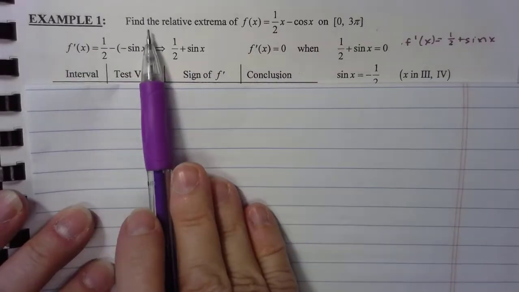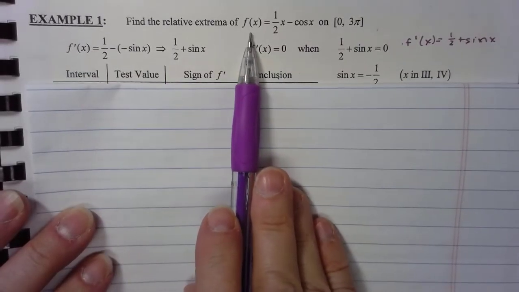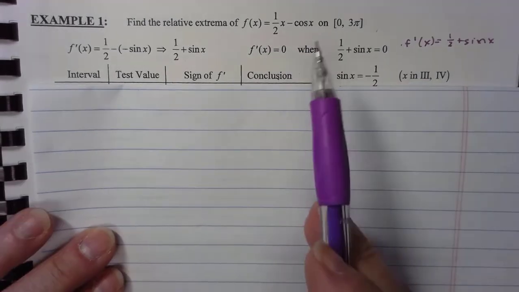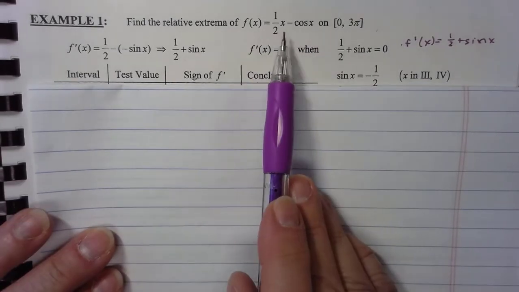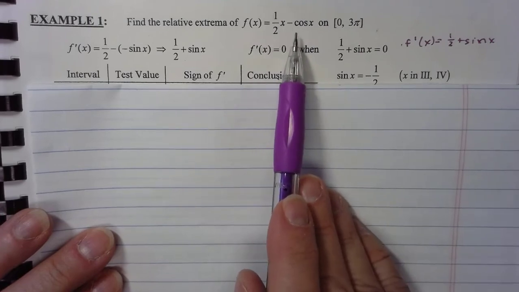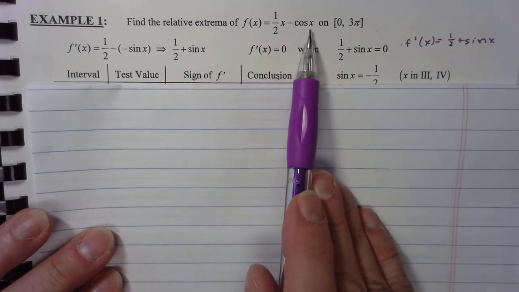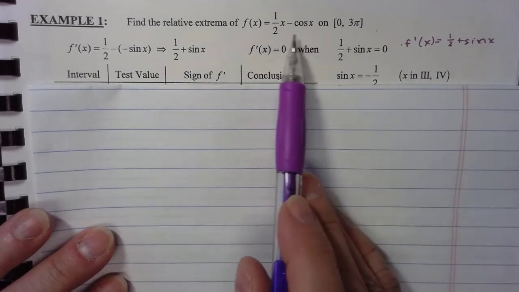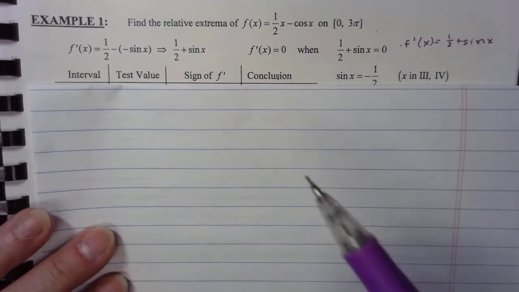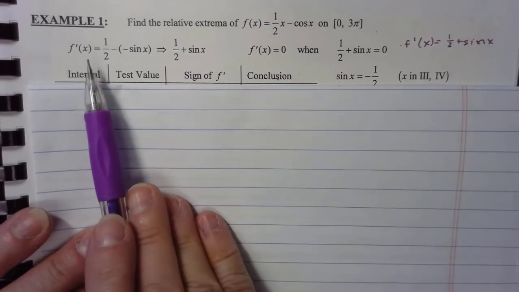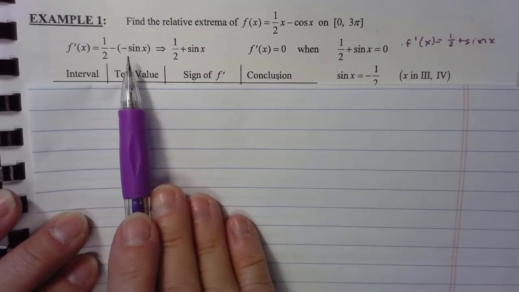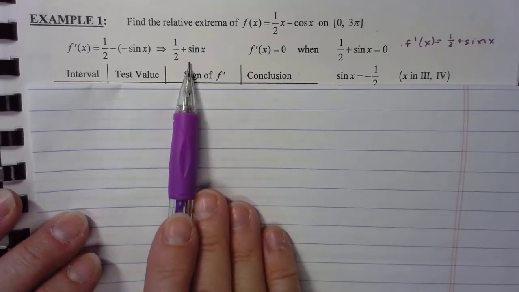Example 1, find the relative extrema of f of x equals 1/2 x minus cosine x on the interval. We know f is continuous because 1/2 x is a continuous function, cosine x is a continuous function, and in your properties of continuity, it said if you add or subtract continuous functions, you still have a continuous function. So now we're ready to find the derivative. The derivative of this function is 1/2 minus negative sine x, which gives me 1/2 plus sine x.